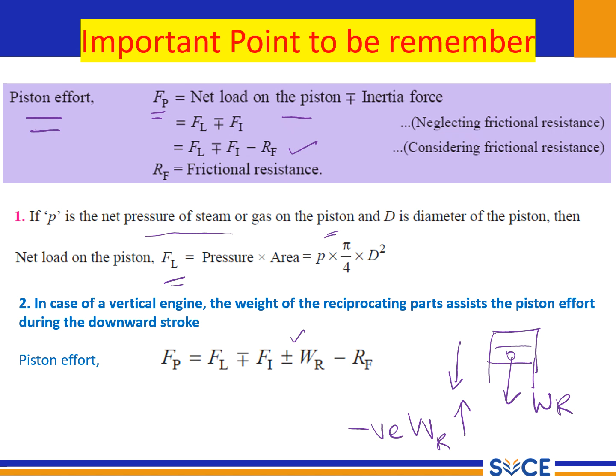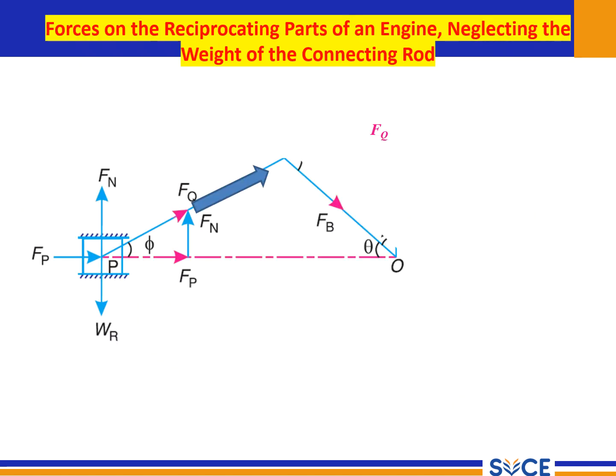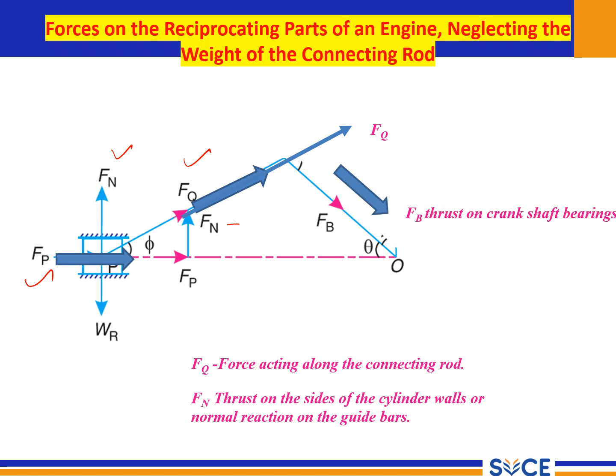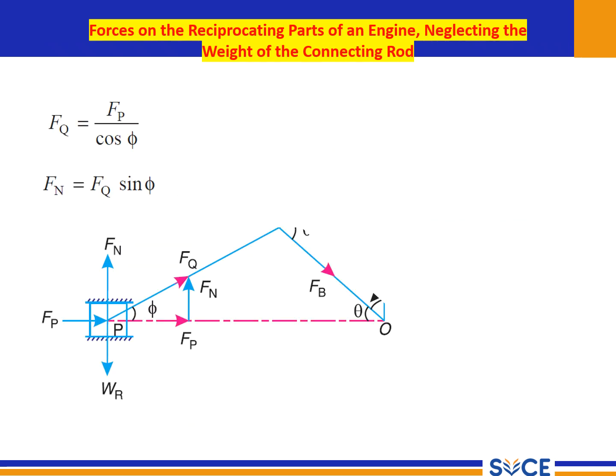Let me move on to the next one. Next we are going to calculate FQ. We calculated FP, and now we have to calculate F1 and FQ. The remaining forces are also put here. F1 is the thrust on the sides of the cylinder walls, or the normal reaction with the guide bar. Then FB is the thrust on the crankshaft bearing. The last one is the crank pin effort.